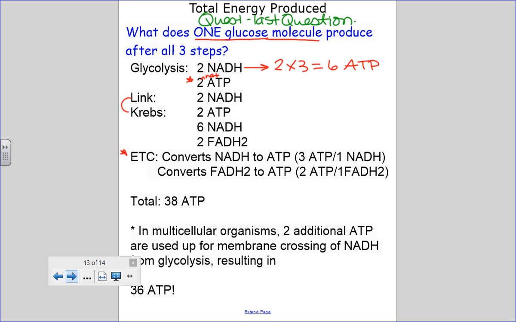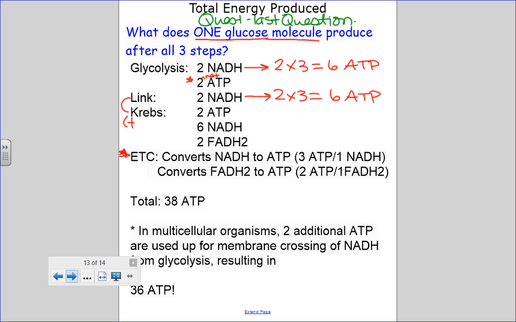So the next step is the link. Just like with glycolysis, I'm going to get, in the long run, 6 ATP. And that's because of this point once again. Every NADH will help make 3 ATPs in the electron transport chain.